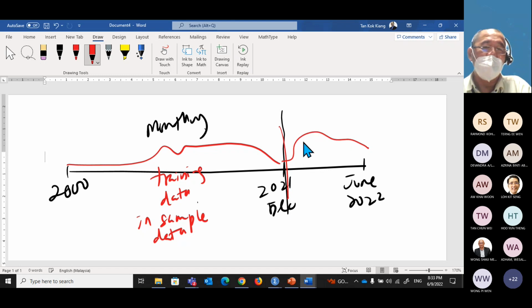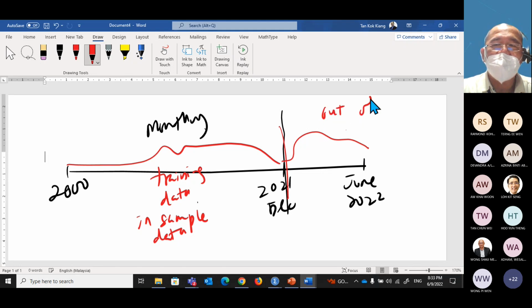This one we actually know already. It is just for testing, to see whether the model is good or not good. This one is also for validation, to test whether the model is good or not. So for us, we call this out of sample data.